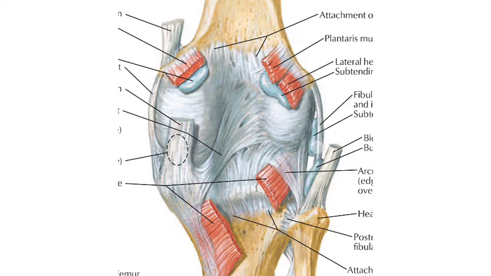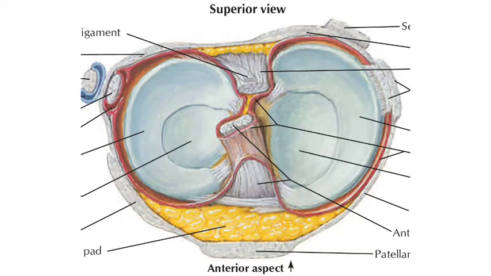This is the fibular collateral ligament. So the anterior band passes deep to the fibular collateral ligament and is attached to the lateral condyle of the femur. The posterior band is attached to the tibia, and the anterior band is attached to the lateral condyle of femur. Next, we are going to see the coronary ligaments.